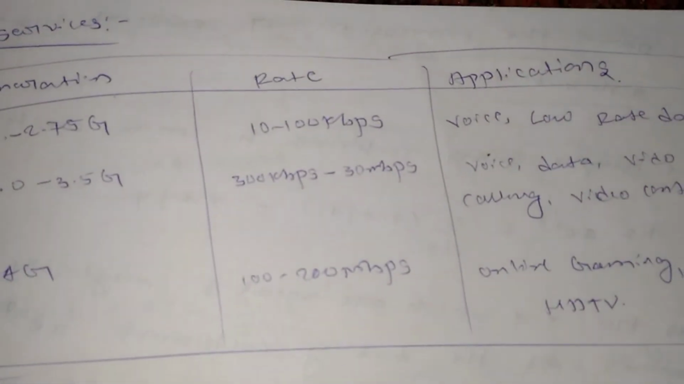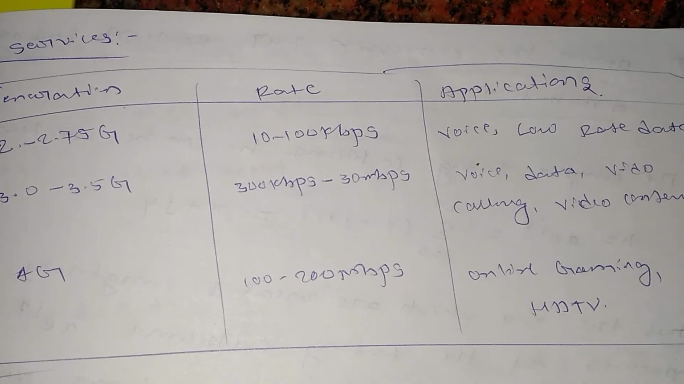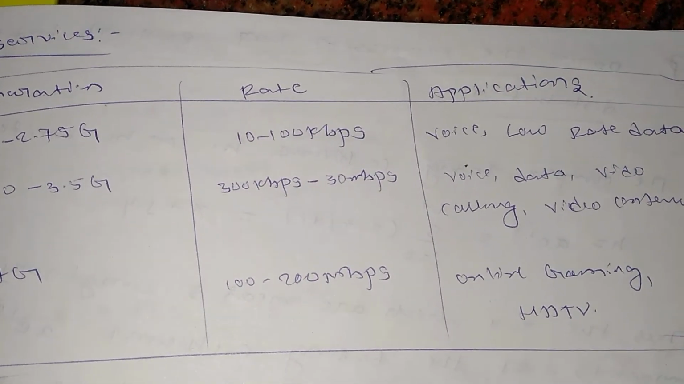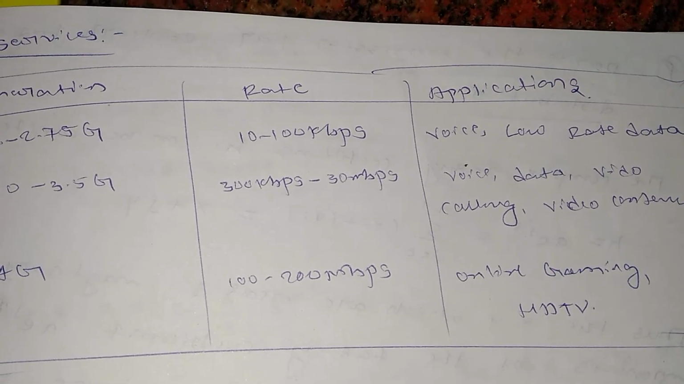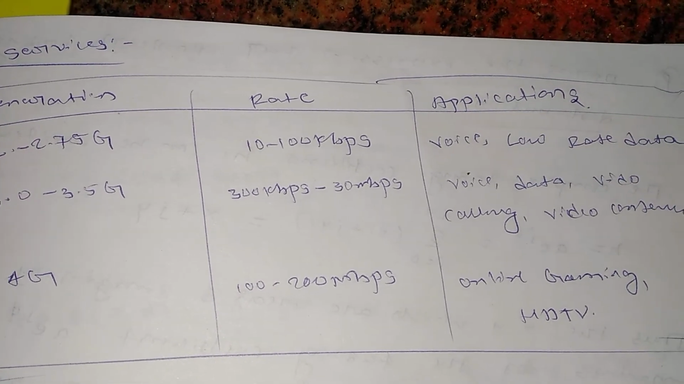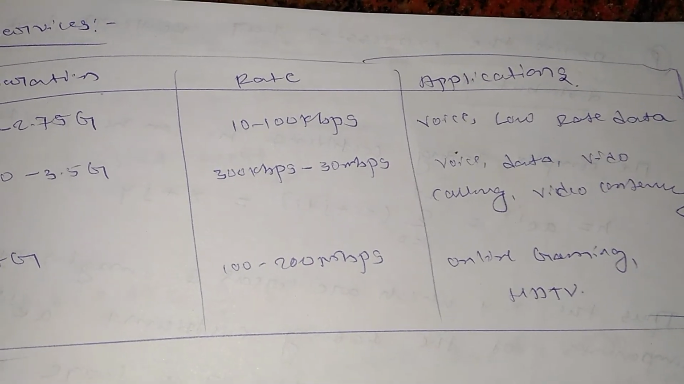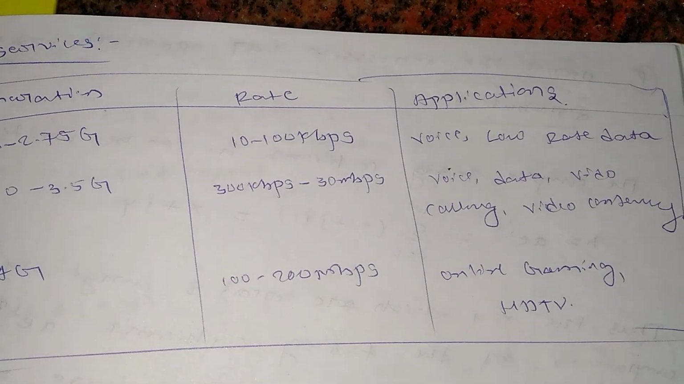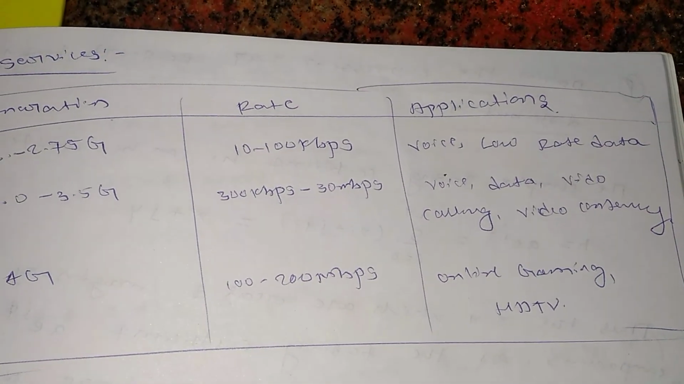Now I'll summarize these things with the help of a service chart. 2 to 2.75G has a typical data rate of 10 to 100 kbps, and is used for voice and low data rate communication. Then 3 to 3.5G has data rates of 300 kbps to 30 mbps, and is also used in voice calling, data transmission, smart data, video calling, video conferencing, etc.